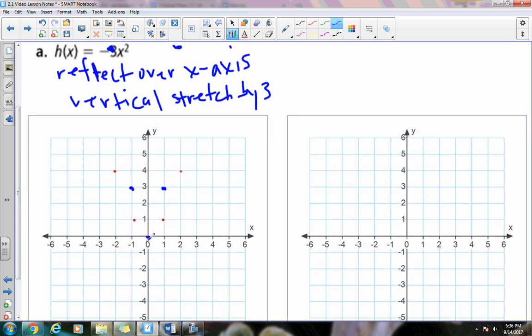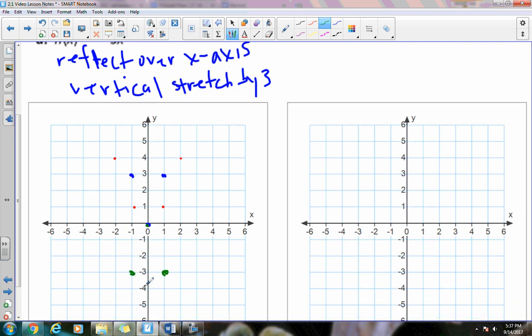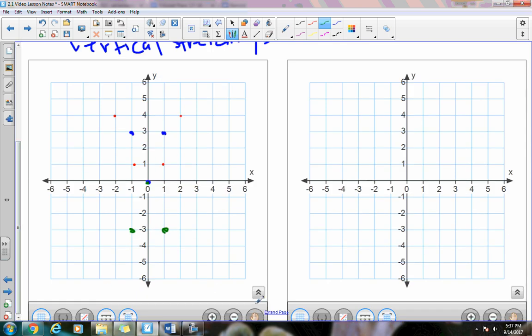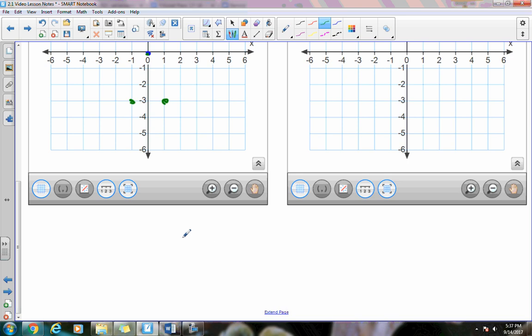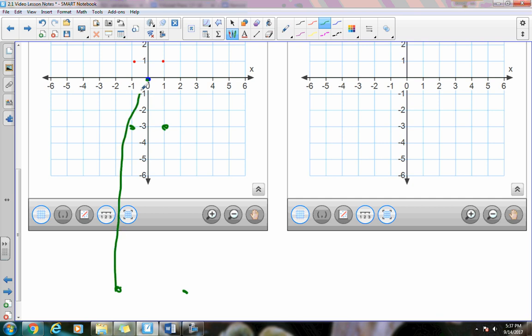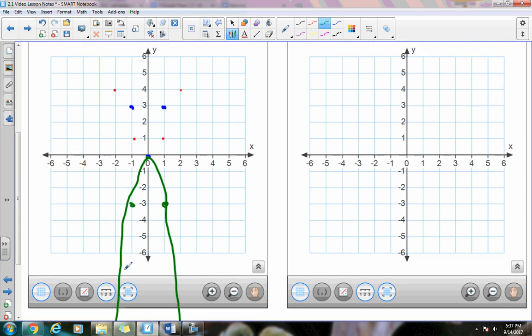So I'm going to reflect all these. 0, 0 stays there. This point, so now I'll use green, is the reflection of these blue vertical stretch points. 0, 0 stays there. And then I've got my 12s, which are way down here, we said. Boom. And then I sketch my graph in. Oh gosh, that was horrible. Sorry. But you get the idea.